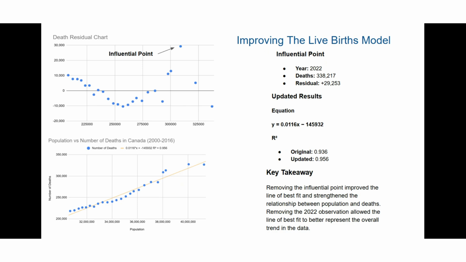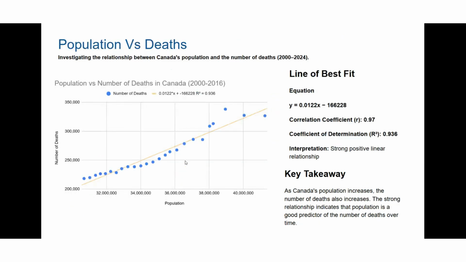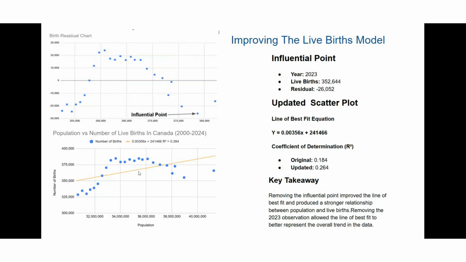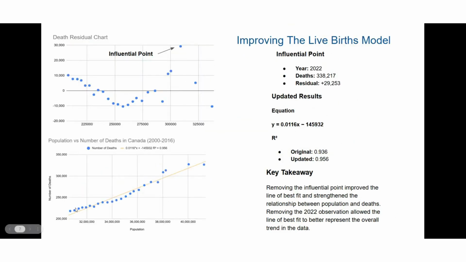So after removing this point, the R-squared value went from 0.936 to 0.956, just making our correlation even stronger. As you can see, our line of best fit matches the points even more. This point up here kind of brought our line of best fit up, and these points were a bit further away. Same with these points down here. Just removing that made every point a bit different.